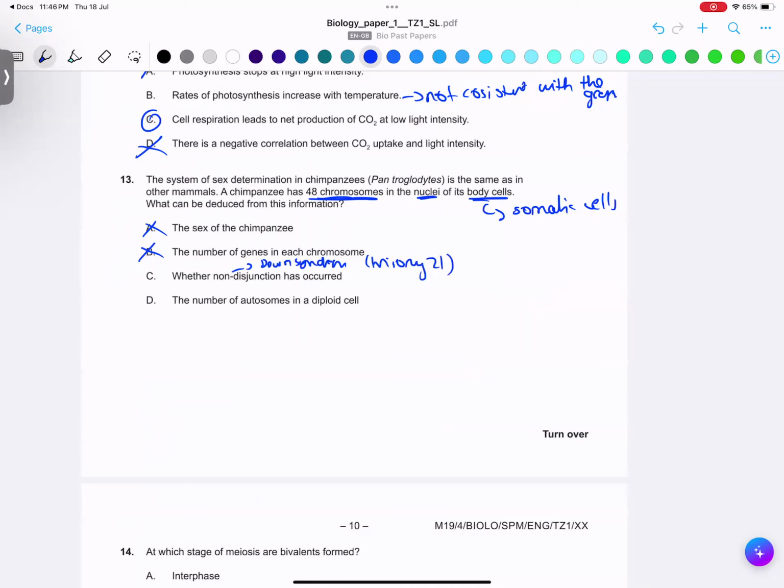The number of autosomes in a diploid cell, yes, this is exactly what they told us, because they told us in a somatic cell, which is a diploid cell, okay, 2n. So yeah, and they told us it has 48 chromosomes. So what can be deduced from this information? This is a very, very clear-cut answer. It's very straightforward for the student to figure out.